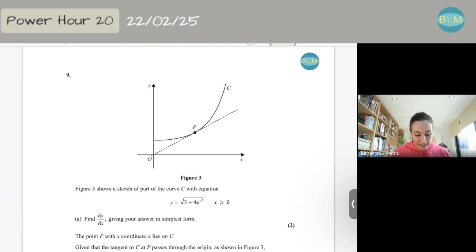So we have the sketch of part of a curve C with this equation, and we have to find dy by dx, giving your answer in the simplest form. 2 marks only, shouldn't be too complicated. So what rule do you think we could use?